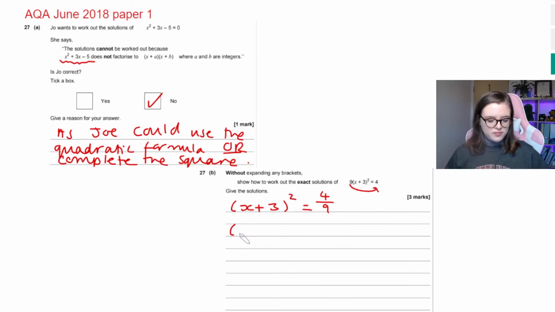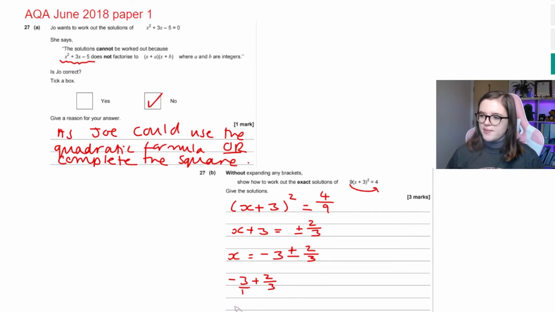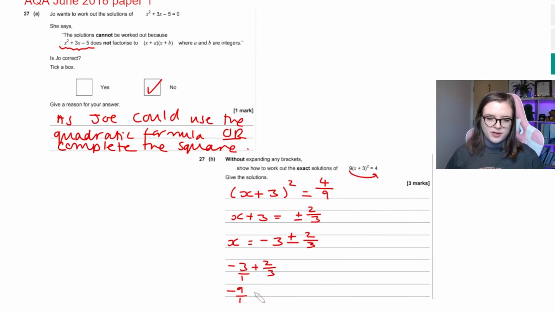So I'm going to then get x plus 3 equals plus or minus the square root of this, which is square root top and bottom, 2/3. And then take away 3, we're going to get x equals minus 3 plus or minus 2/3. Let's work out what that is, so might as well, 3 marks worth. Let's do then minus 3 plus 2/3. Make minus 3 into a fraction, minus 3/1. Times it by 3, minus 9/1. Can't really see it, let me move it down a little bit. There we go. Minus 9/3.